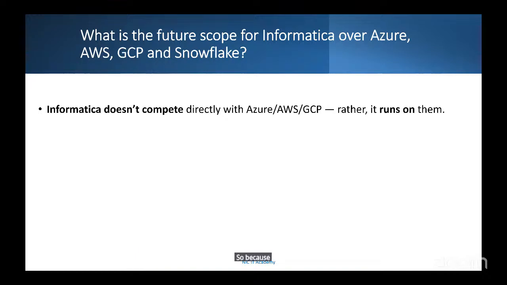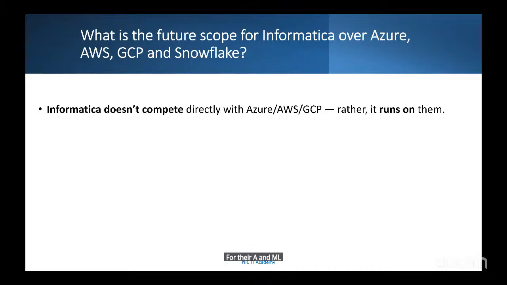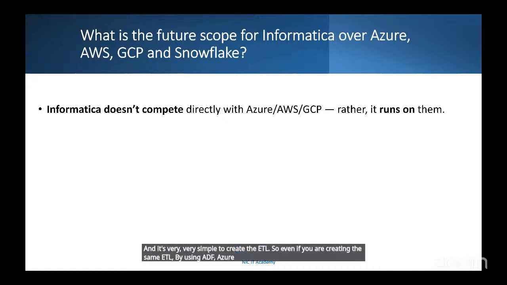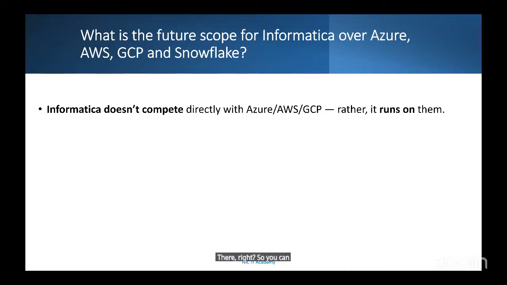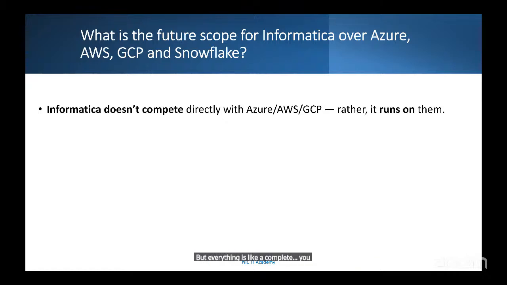Nowadays each and every company is migrating to cloud platforms. They have to forklift the data from the source system to cloud platforms for their AI and ML process. So they can use this Informatica IDMC for their ETL process, and it's very simple to create the ETL. If you create the same ETL using ADF, Azure Data Factory, you can write PySpark code, but you need to write complete code there. You can write Azure code as well as Glue, and write the transformation logic, but you have to write all the code. Here it's just drag and drop, and it will create the transformation logic.